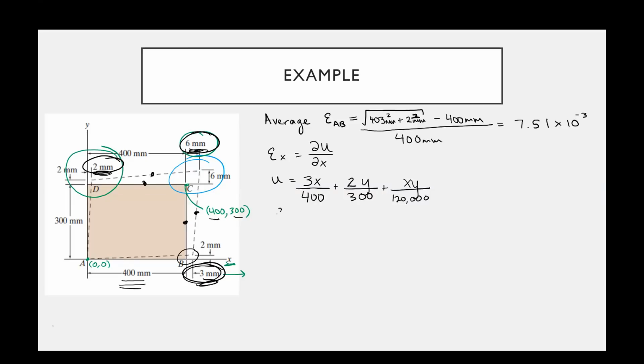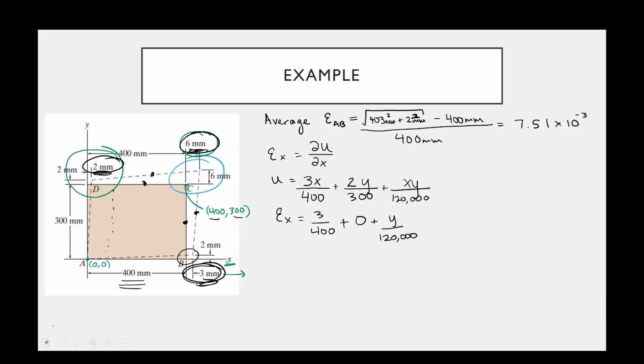So now if we calculate the strain in the x direction, we take the derivative of this with respect to x. This first term becomes 3 over 400. The second term is 0. And the third term is y over 120. So what you can see is that the strain in the x direction is a function of y. That means your strain is changing as you go up this object.